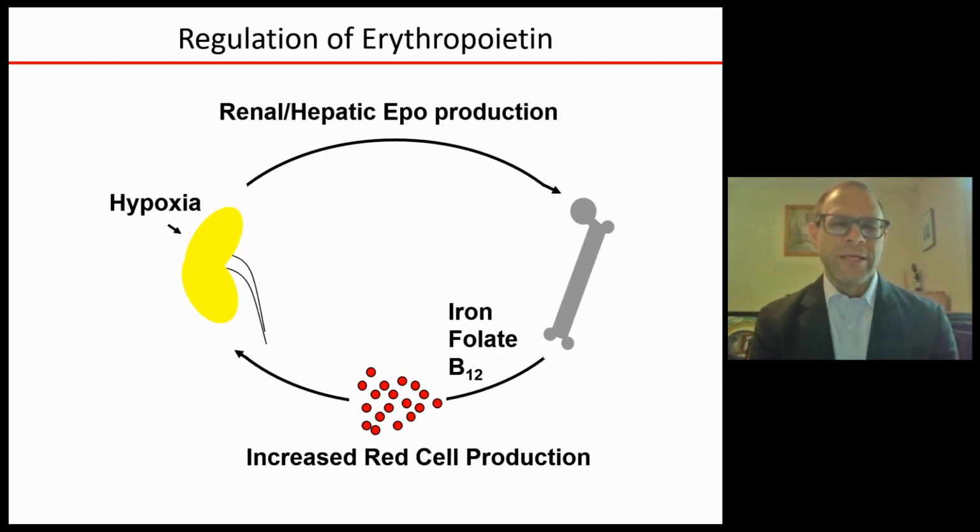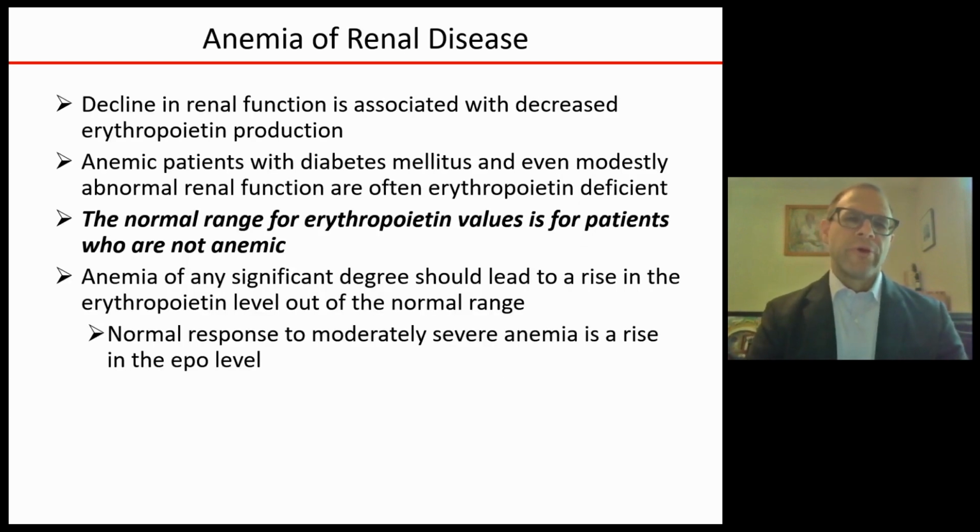So when the kidneys sense lower oxygen levels or anemia, then the kidneys start making erythropoietin, which then stimulates bone marrow to make red blood cells. And when the kidneys don't work, they don't make enough EPO. And it turns out that people with diabetes are much more sensitive to this problem and tend to have a more significant EPO deficiency than others.